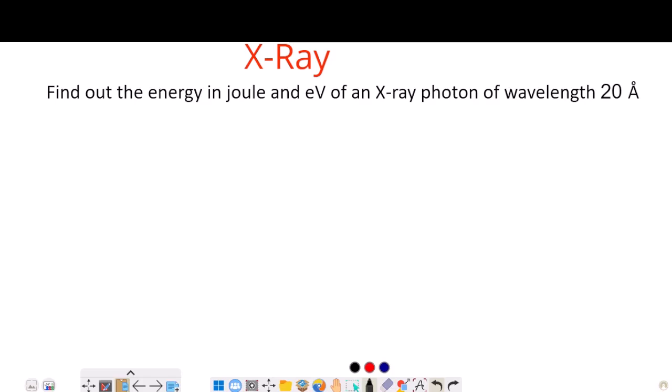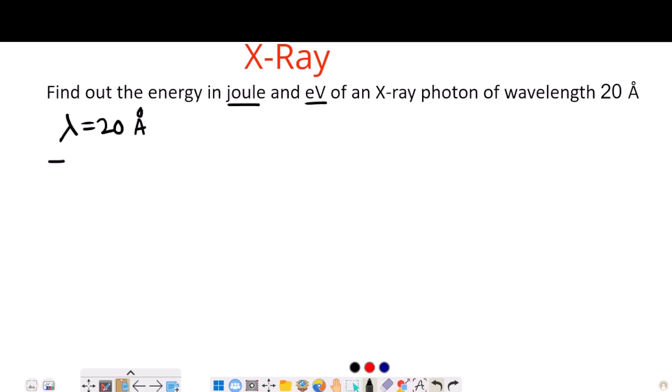So today we are going to solve a few numericals on X-ray, and the first numerical problem is: find out the energy in joule and electron volt of an X-ray photon of wavelength 20 angstrom. So there is the X-ray photon of wavelength lambda equal to 20 angstrom. This is given, and we have to calculate the energy in joule as well as in electron volt.